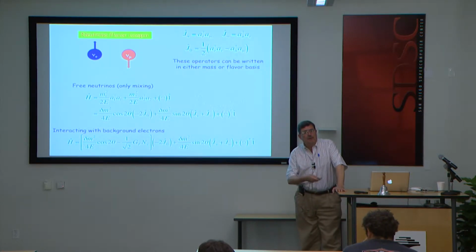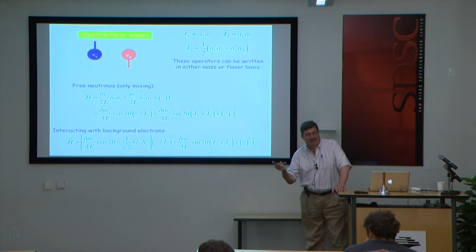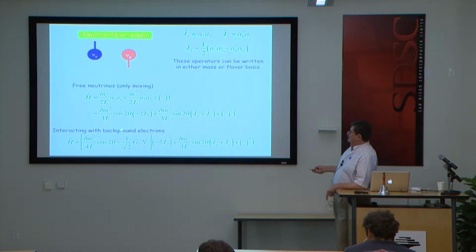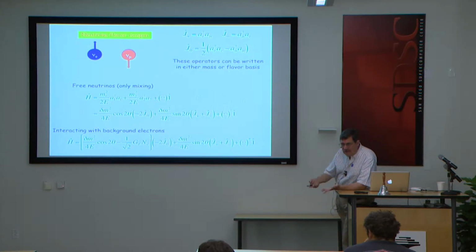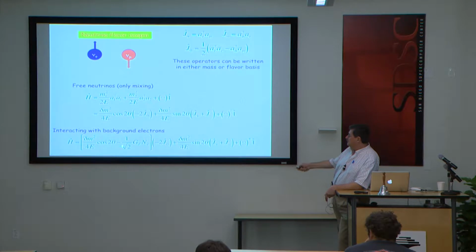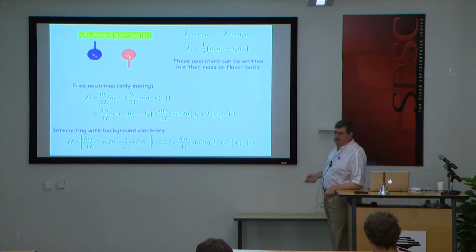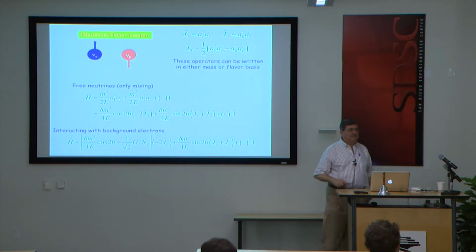In principle, the one-body problem is very straightforward. You don't have to do anything fancy. Then you can add an interaction with the background electrons, which gives rise to the MSW effect, again to this Hamiltonian. If you do that, it takes this particular form. Then you bring in this extra term, but it still is proportional to J0, so you're fine.